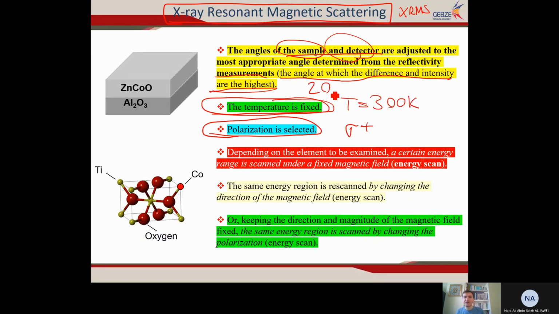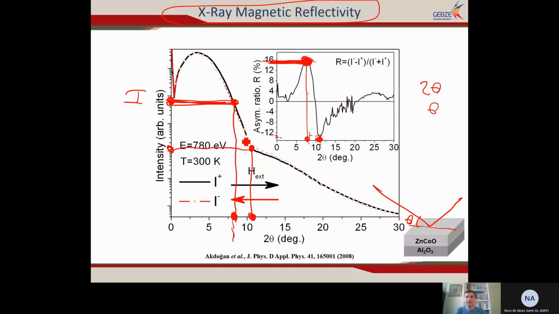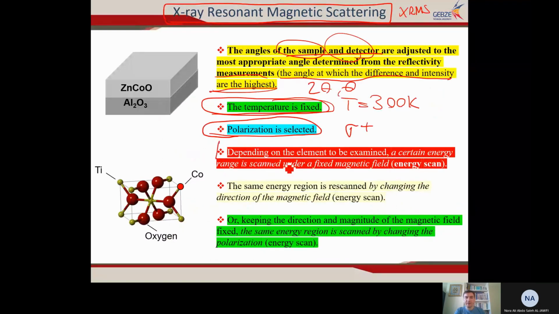You have selected the 2 theta angles, which you determined from these measurements. And then, depending on the element, carry out an energy scan. So we have to scan the energy. How to scan the energy? We will use the monochromator, okay? During this measurement, you also apply a fixed magnetic field, okay? A certain magnetic field must be applied.